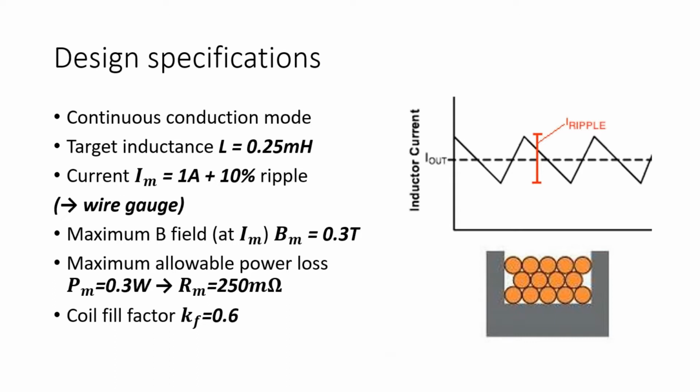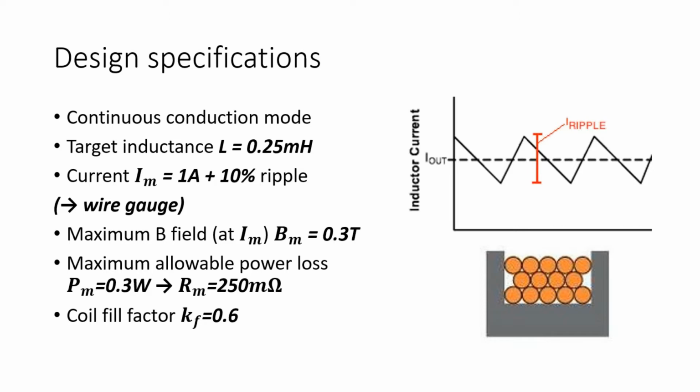So the design specifications we have for today look like this. We want to design a continuous mode inductor, meaning that the current through the inductor doesn't go to zero. It has a significant DC bias, and the ripple does not bring it below zero. The current we have is 1 amp with 10% ripple, which defines the maximum current value we want to work with, and in turn defines the wire gauge.